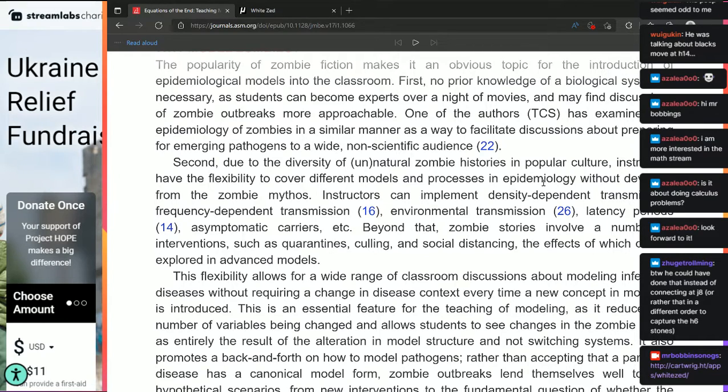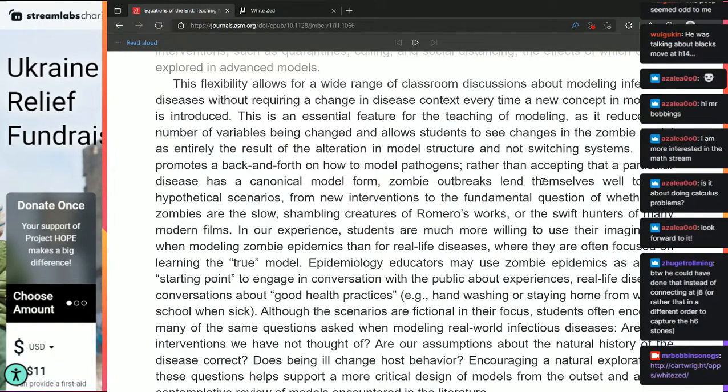Instructors can implement density dependent transmission, frequency dependent transmission. Oh, that's not one word, that's two separate words. So they can implement density dependent transmission. They can also implement frequency dependent transmission or environmental transmission, maybe a latency period, asymptomatic carriers, etc., etc., etc. Beyond that, zombie stories involve a number of interventions such as quarantines, culling, and social distancing, the effects of which can be explored in advanced models.